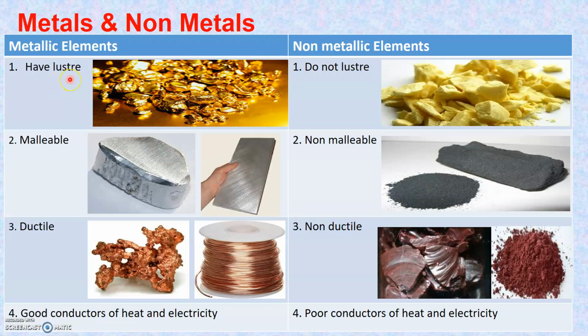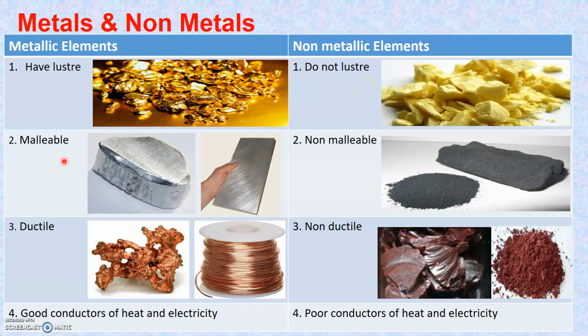Metals have luster, while nonmetals do not have luster, which means metals have a shiny appearance while nonmetals do not have a shiny appearance. As you can see here, gold, which is a metal, has a shiny appearance or it has luster, while sulfur, which is a non-metal, does not have luster.